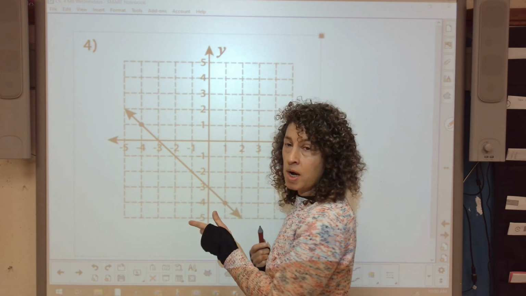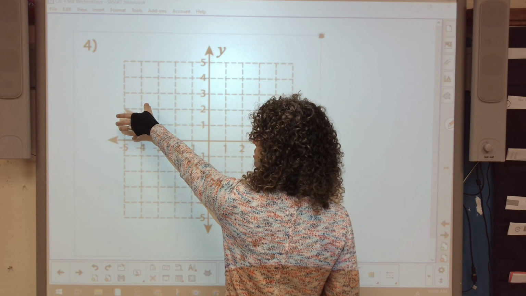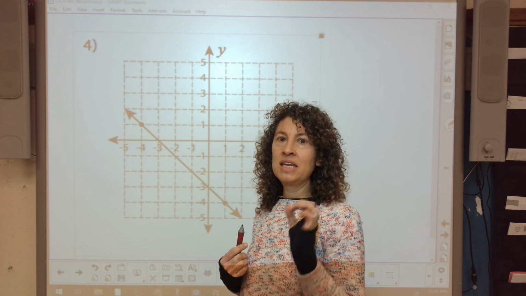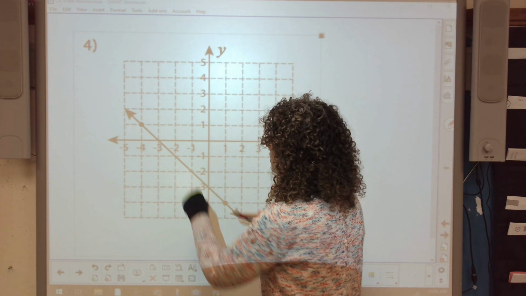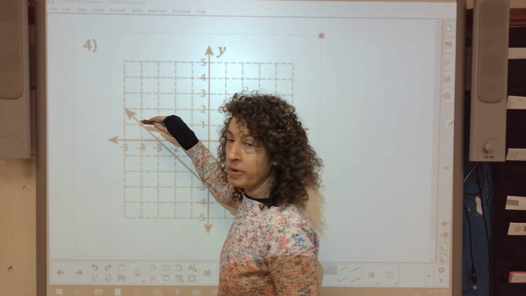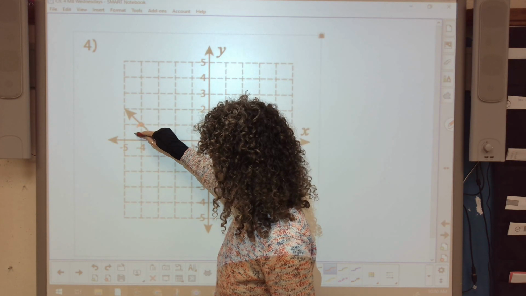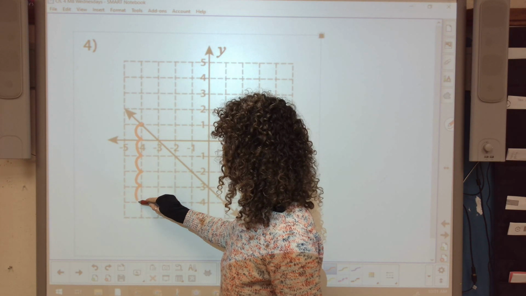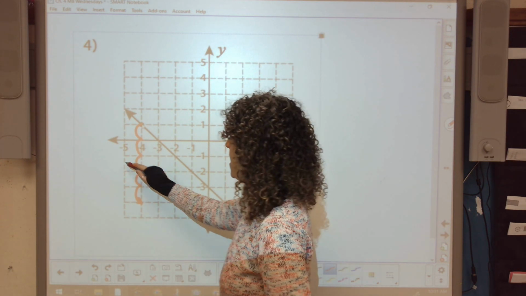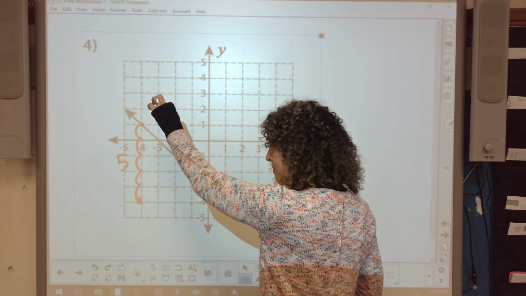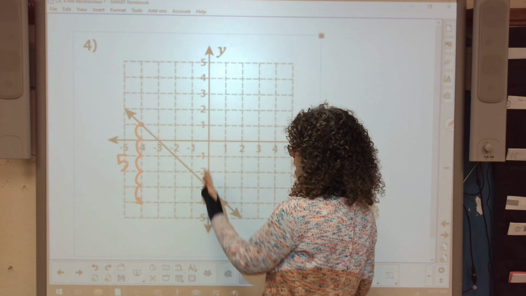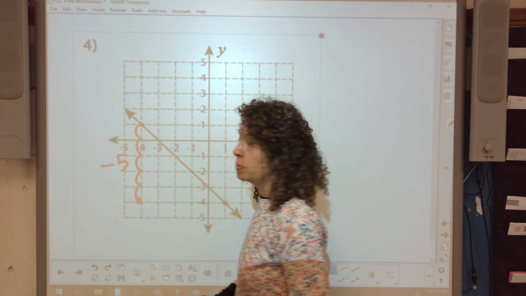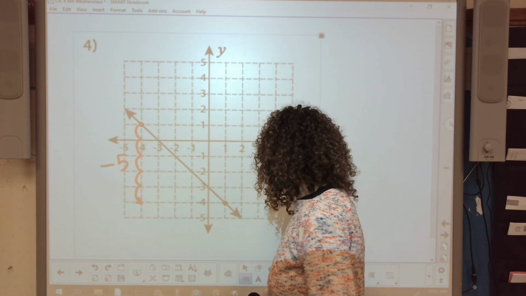If I was going to predict what kind of slope this is, it starts on the left and goes down. So I'm really expecting to find a negative slope here. All right, so I'll start up here at this one. I'm going to start with my rise first. So I'm going to go 1, 2, 3, 4, 5. I counted 5 spaces and I went down. Again, if I look at my axis, these are the negatives that are at the bottom. So this is a -5. So my rise is a -5.